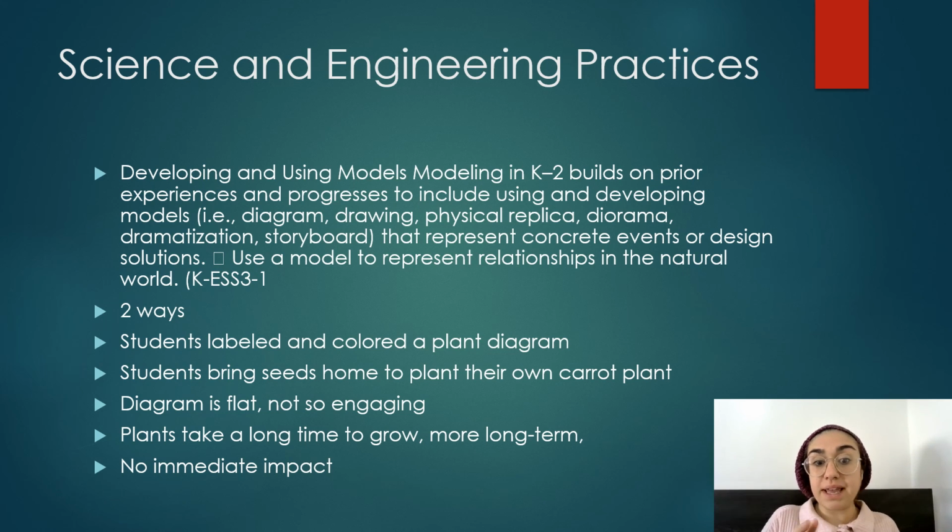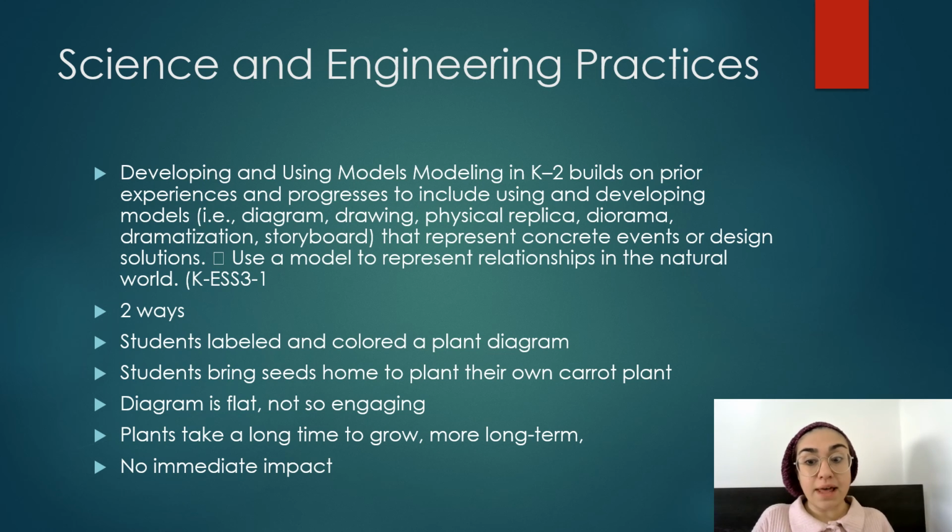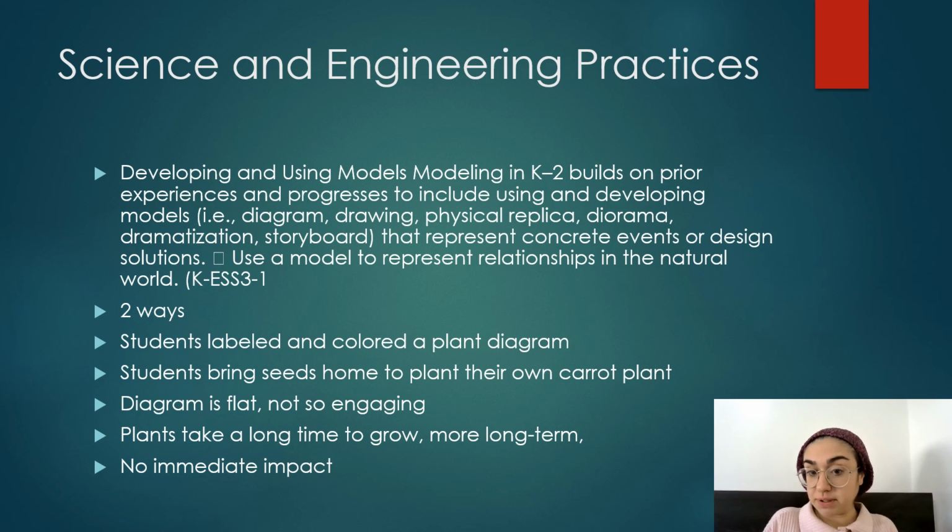Firstly, the students will label and color a plant diagram. So that has to do with, you see, a diagram is actually one of the options. This is a physical interpretation of the knowledge they just understood. Additionally, the students actually create their own plant, which is also a form of a diorama, not a diorama, but it's a real-life, physical model of what they learned. It's the real plant, and they get to see the roots and the stem.